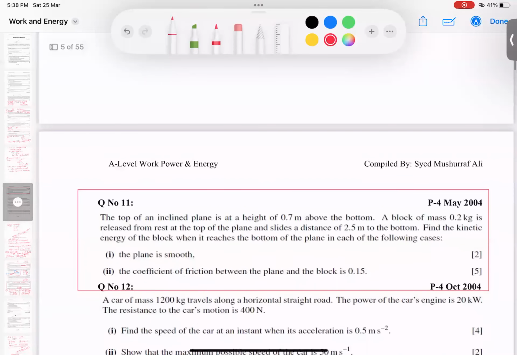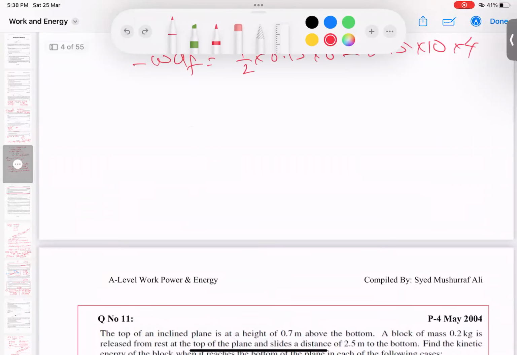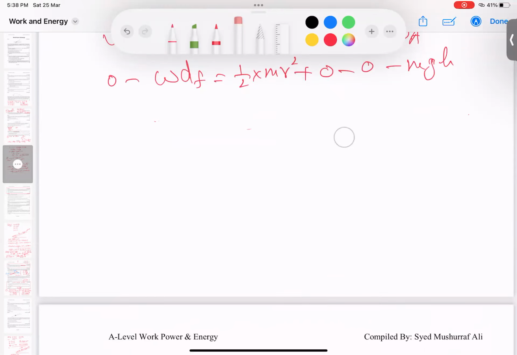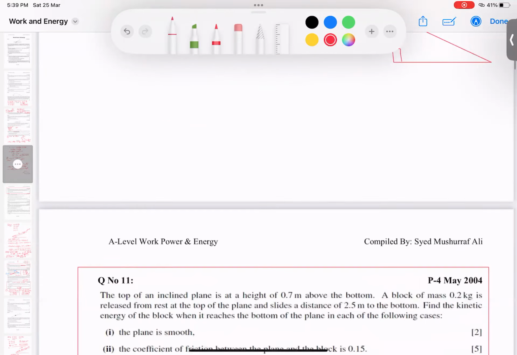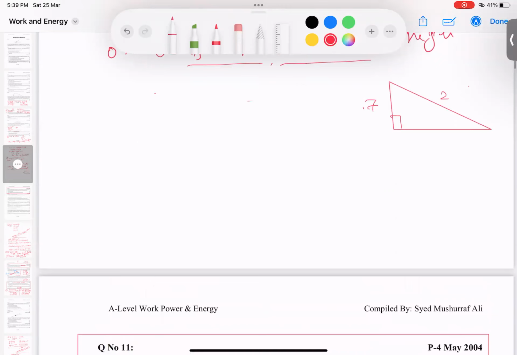This question is June 4, and the top of the plane inclines 0.7 meter height. It means this is the condition you have. Even I can erase this part and have a look here. Okay, so we have this kind of triangle, and this is 0.7 meter height, and the other is 2.5. So 0.7 and 2.5. I can find this easily, or I can say that sine theta is equal to what?